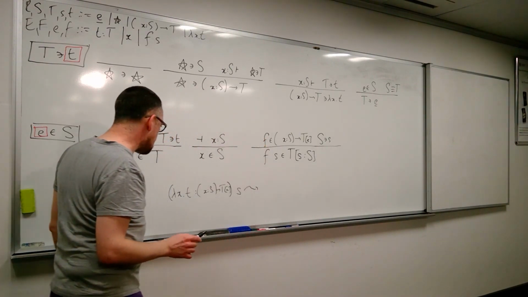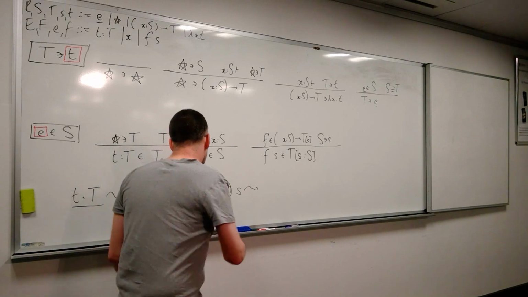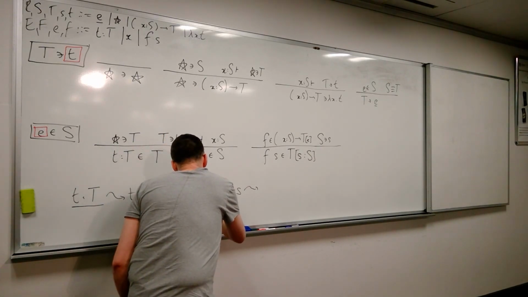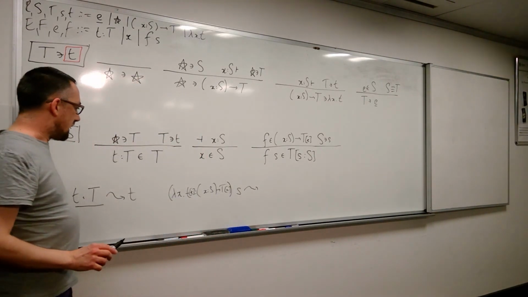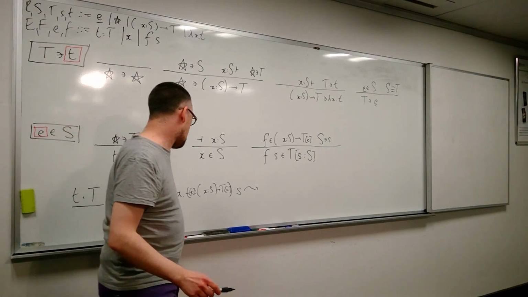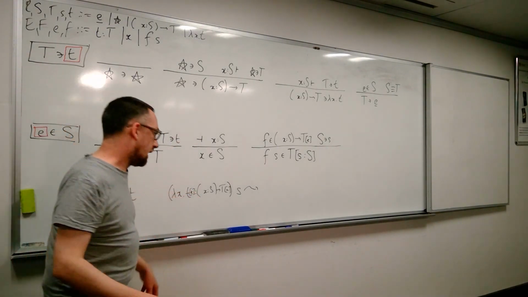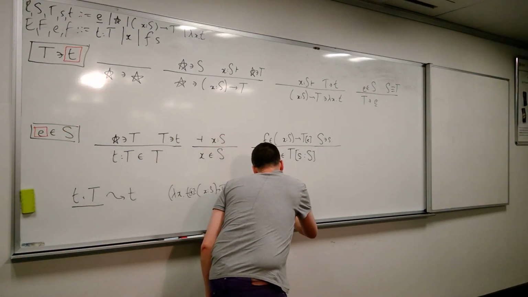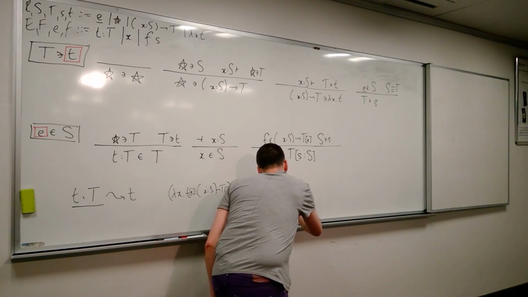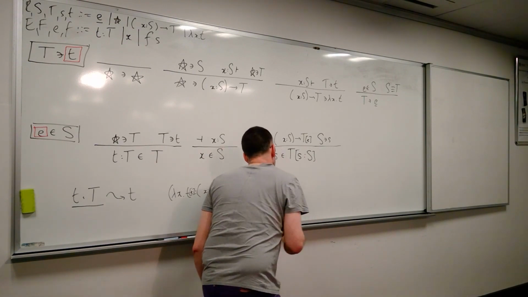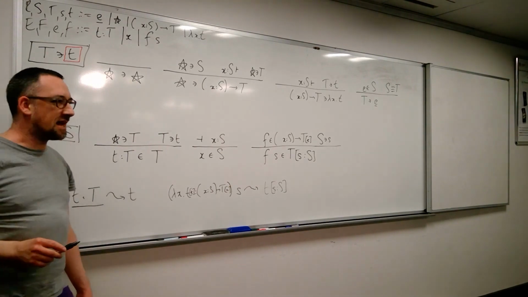So what do we expect to get? I should have written T of x here. We're going to get, well, what do we expect to get? We expect to get little t with S and S. Is that syntactically valid?